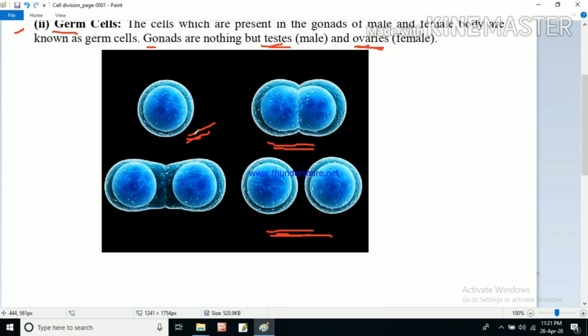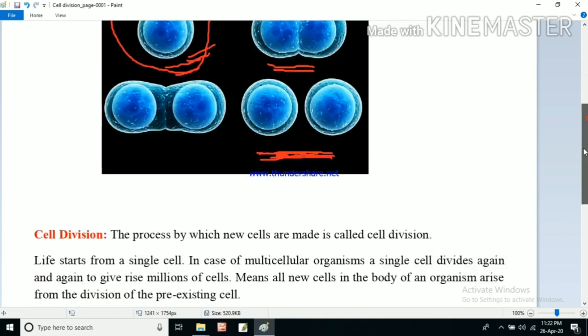One more thing here. This cell is known as the mother cell. You remember this: the cell from which the cell divides is known as the mother cell. The two new cells which arise from the mother cell are known as daughter cells. This is the mother cell, and these two are daughter cells. So daughter cells arise from mother cells, and mother cells divide to form daughter cells. You remember this concept, daughter cell and mother cell.